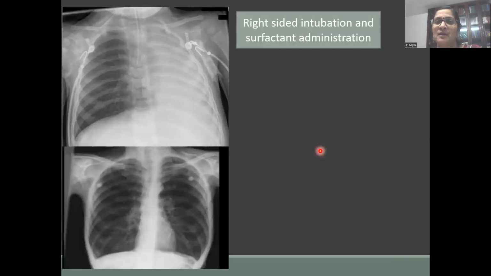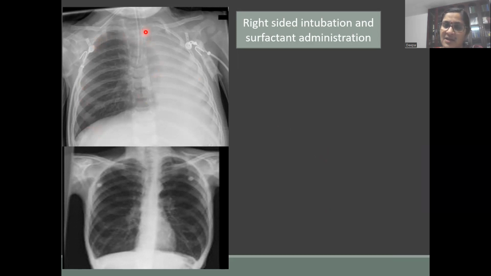Now, this baby had severe respiratory distress, had to be intubated, and was given surfactant. Even after giving surfactant, the ventilator parameters remained high. We could not come down on the saturation. So that is the point where we took a repeat X-ray, and the repeat X-ray showed this.